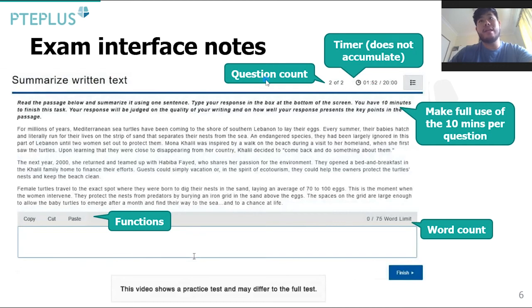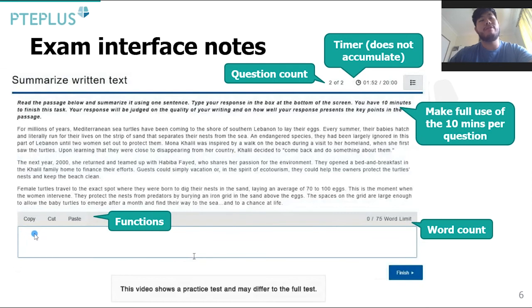Even though this says there are a total of 2 questions and it's for 20 minutes, the timer doesn't accumulate. So that means if you finish the first question in 5 minutes, it doesn't mean you get 15 minutes for the next question. No, you only get 10 minutes. So if you finish it in 3 minutes, you don't get 17 minutes for the other question. You still get 10 minutes, meaning that we need to make full use of the 10 minutes allocated per question.